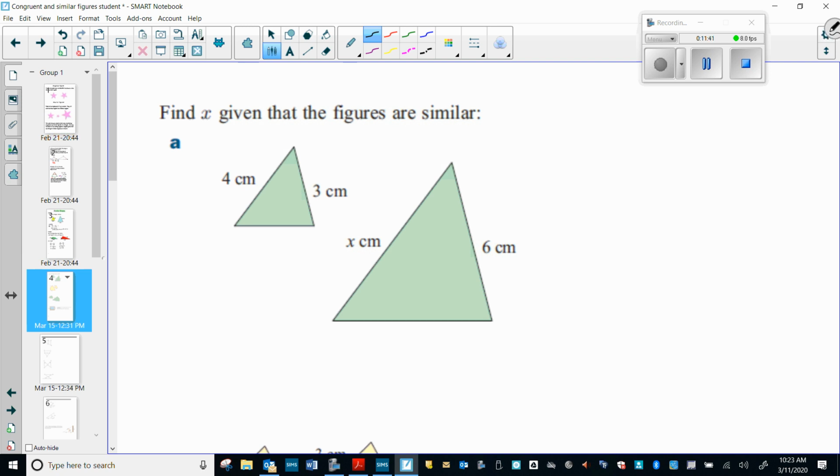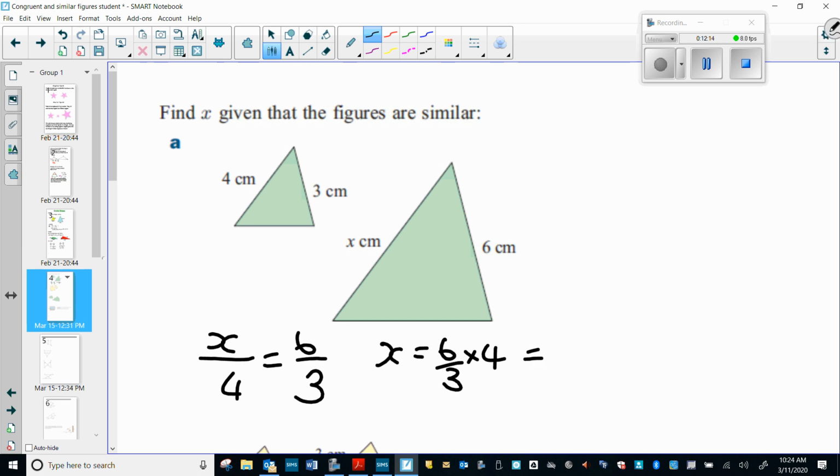Alright, find X, given that the figures are similar. So we're told they're similar, so we're going to do a similar thing for each of these. I'm going to start with my unknown. X over 4 equals 6 over 3. Not X over 4, try again. X is equal to 6 over 3 multiplied by 4.